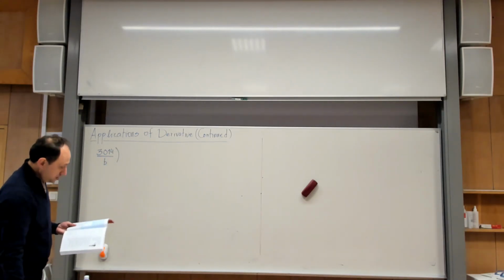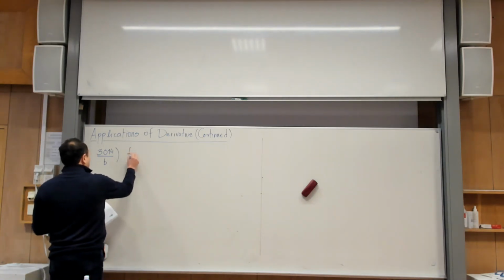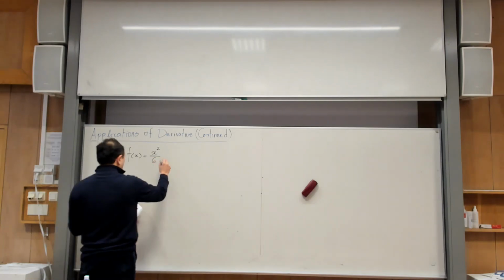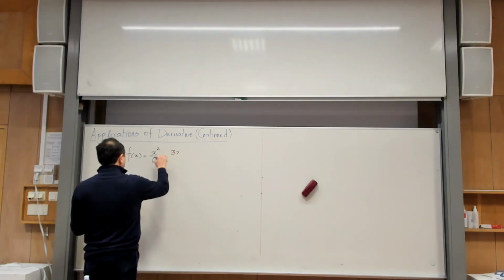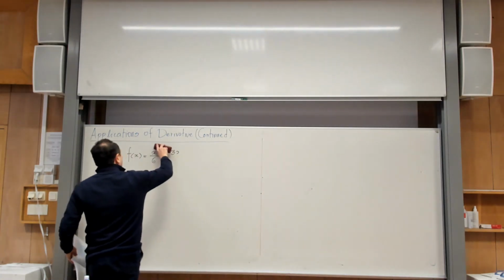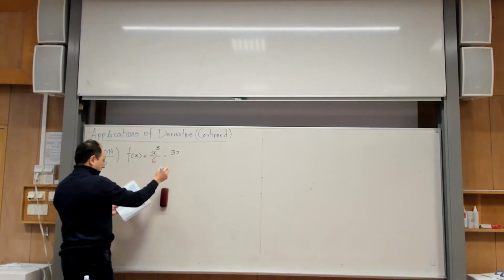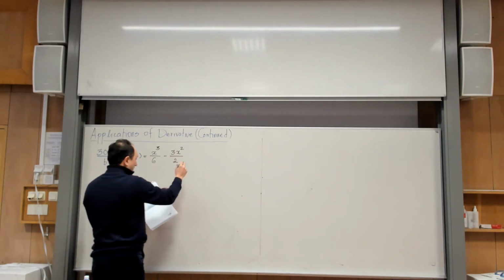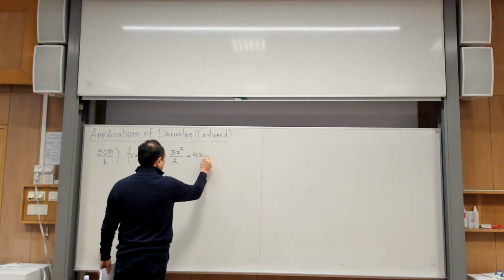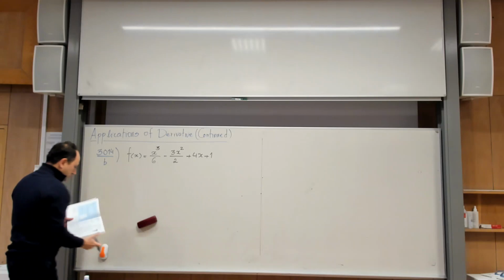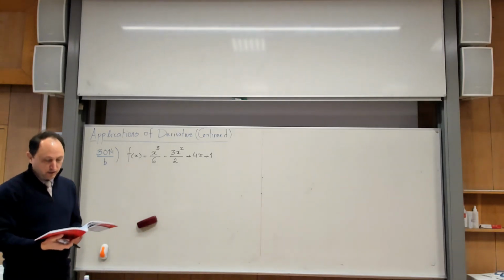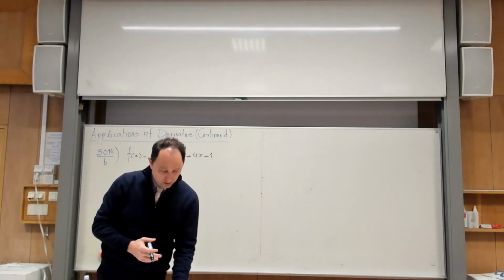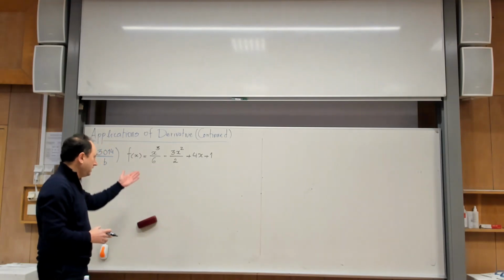And the given function is f of x is equal to x squared divided by 6 minus 3. Oh, sorry, that is not x squared, that is x cubed. That is x cubed minus 3x squared divided by 2, and then I have plus 4x plus 1. So we want to use the method that we learned about the sign tables to determine the local extreme points or terrace points, if any, of this function.